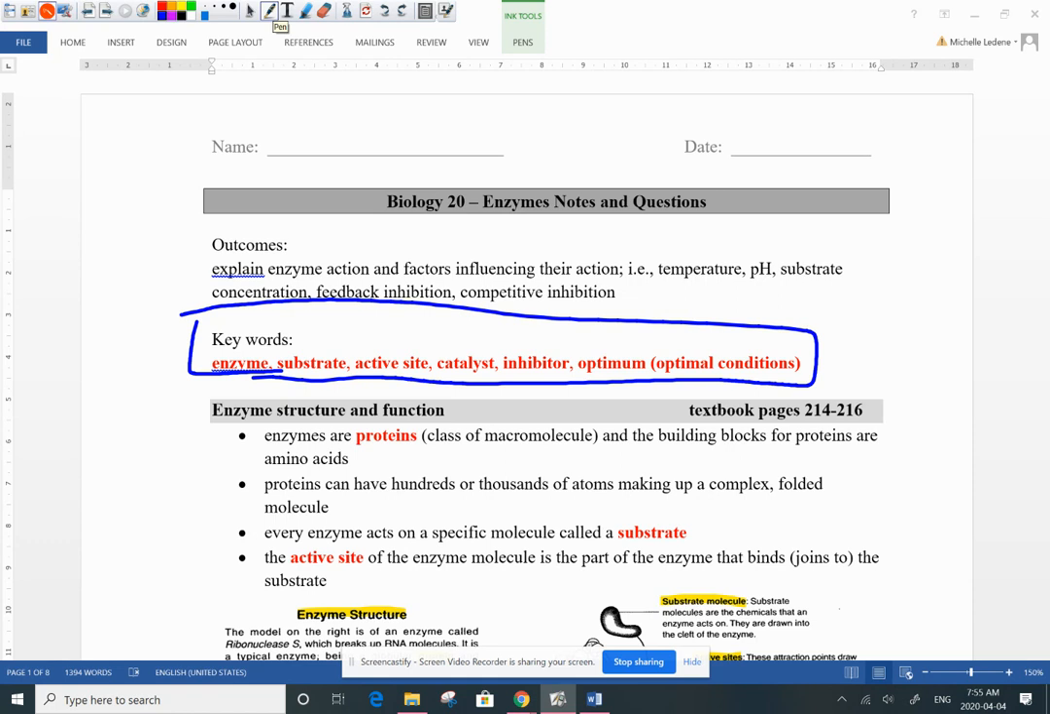So first of all, enzymes are proteins. That's the class of macromolecule they belong to. And you guys know already that amino acids make proteins, and proteins are really huge molecules, right? Hundreds, thousands of atoms, and they fold and they make these really complex molecules. And so enzymes are proteins.